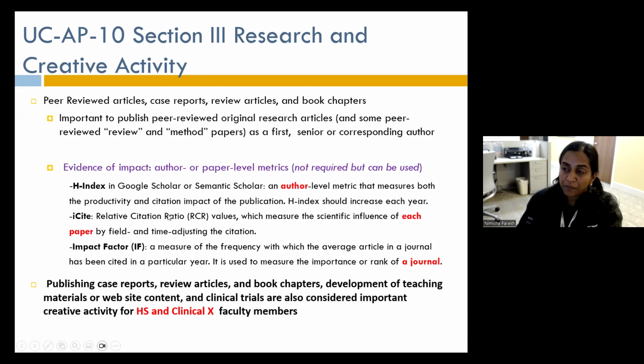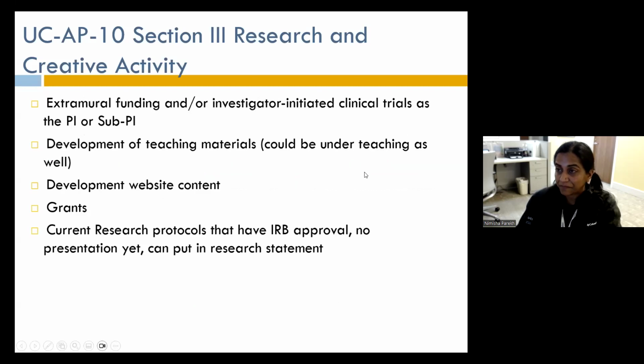Now, if you have peer-reviewed articles, it's not required, but it can be used if you want to put your H-index, your citations, or the impact factor of the journal. And it is important to report if you are the first author, senior author, or the corresponding author in this section. If you have extramural funding, or if you have investigator-initiated clinical trials where you're PI or sub-PI, this would be the section to put it in.